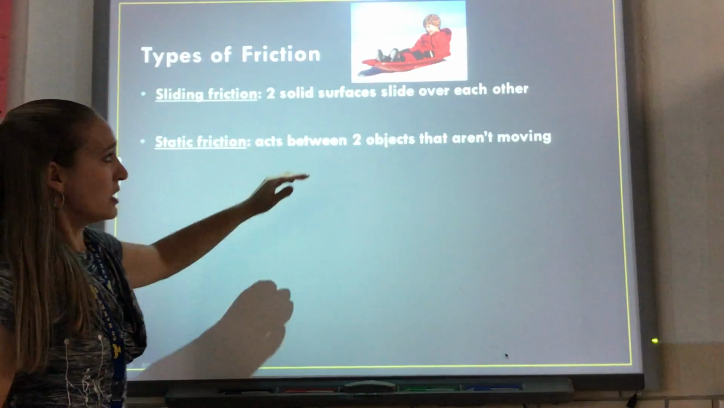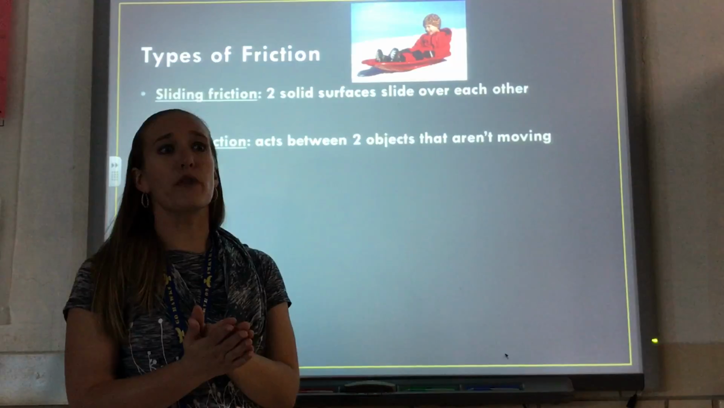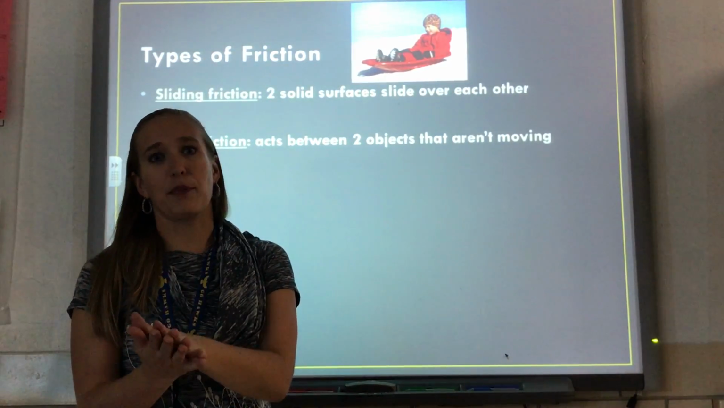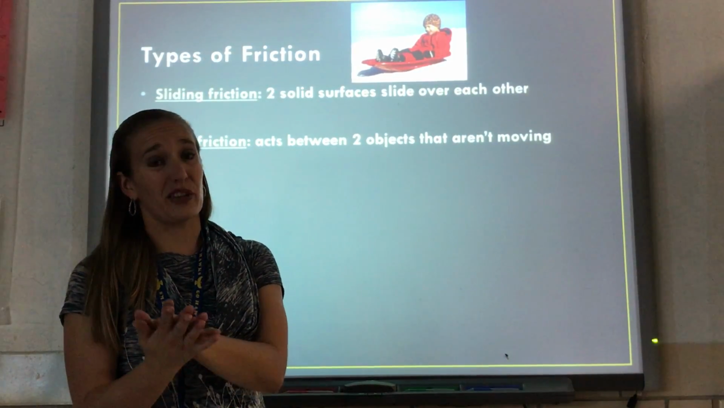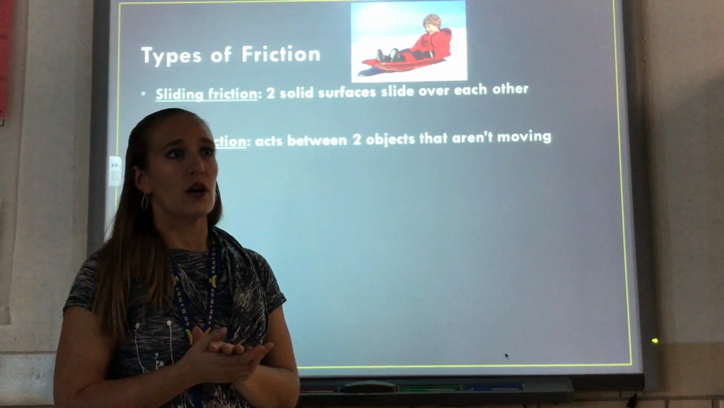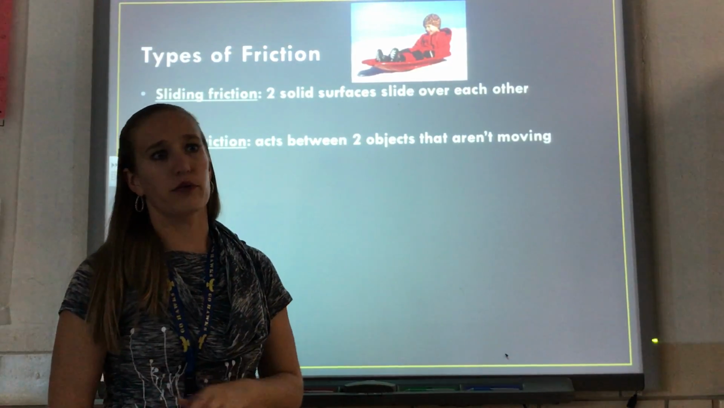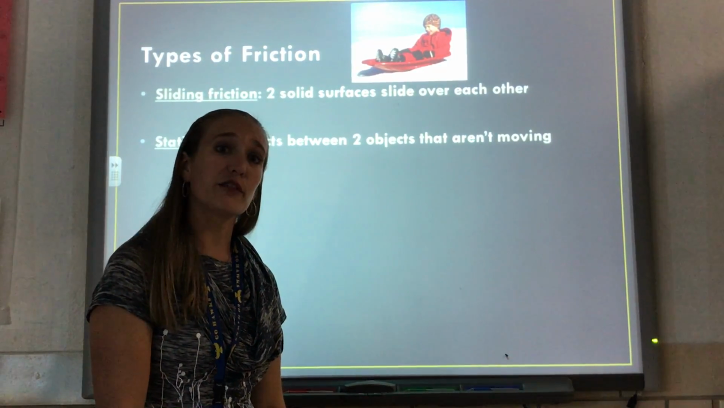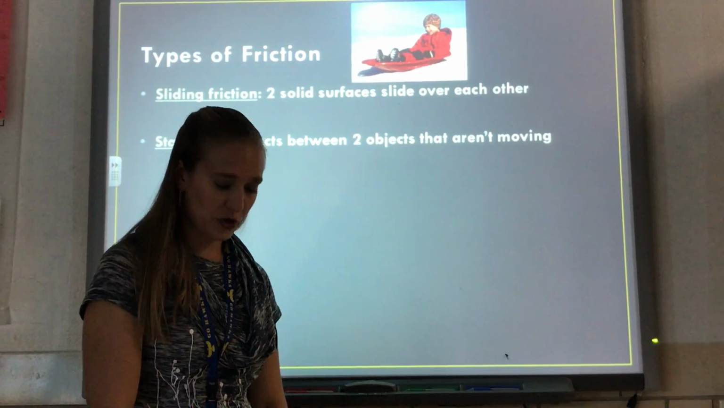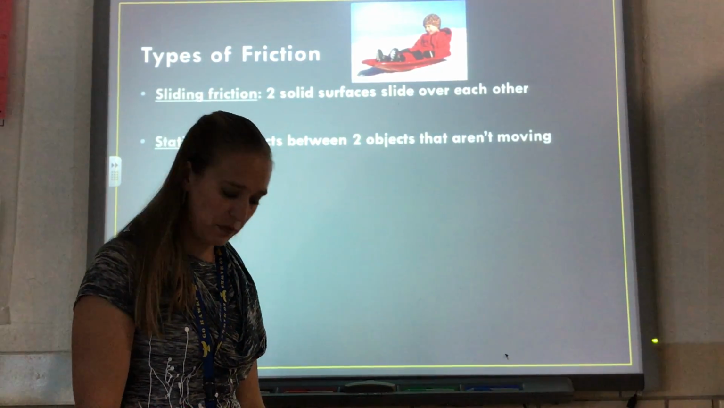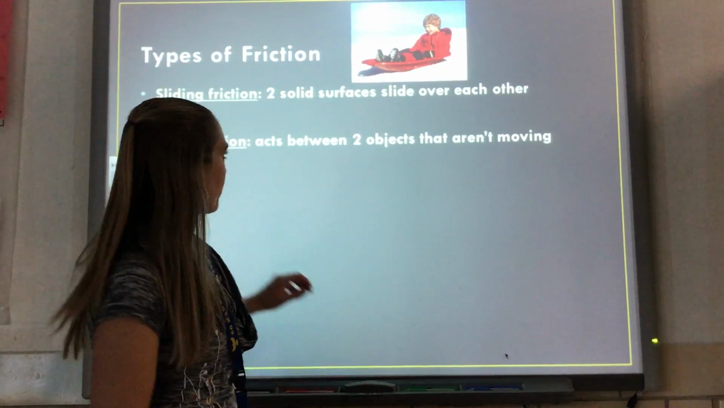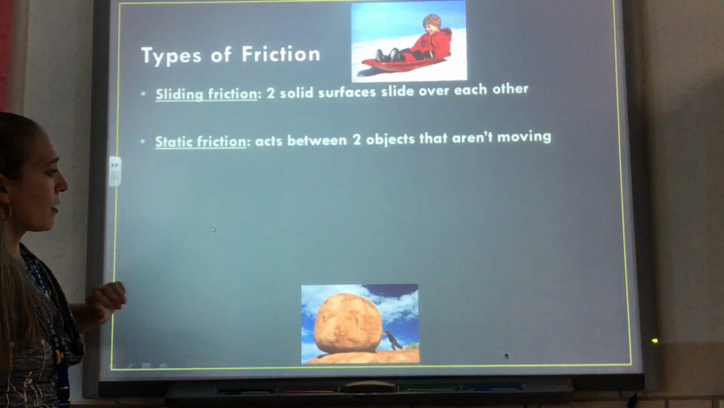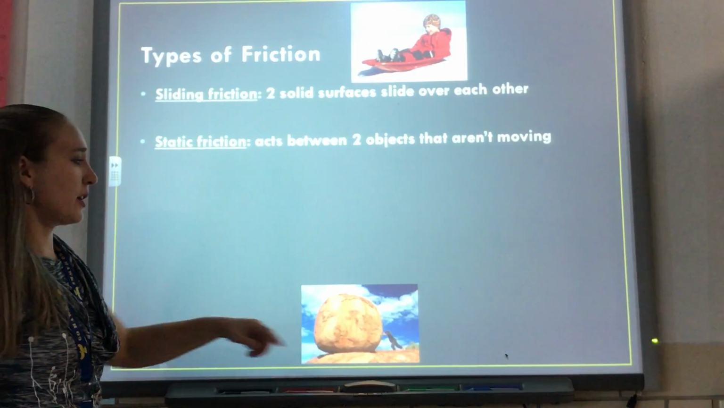Static friction is between 2 objects that aren't moving. A sheet of paper sitting on a table. There's actually friction acting between those. A book sitting on the floor. Me standing on the floor. I'm not moving, my feet are staying still. There's static friction between my feet and the floor. In this case, a big rock sitting on another rock.